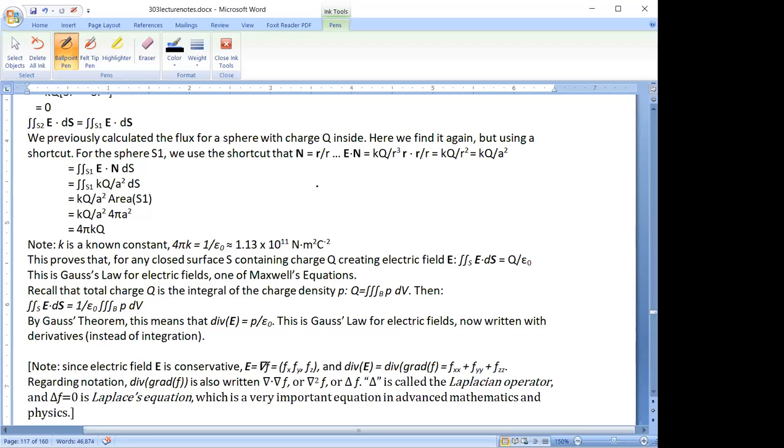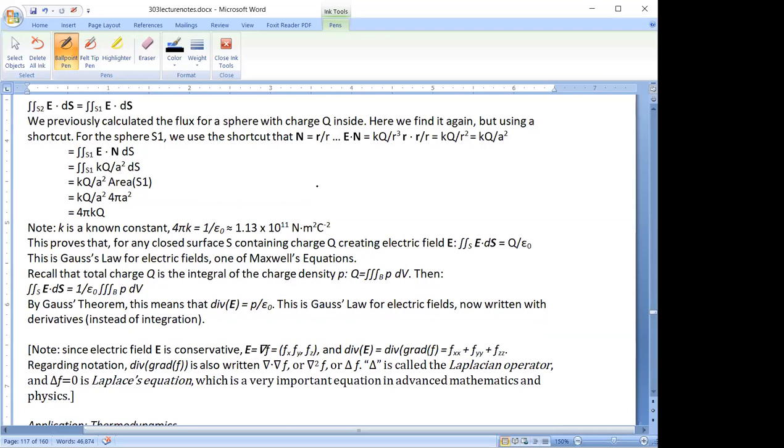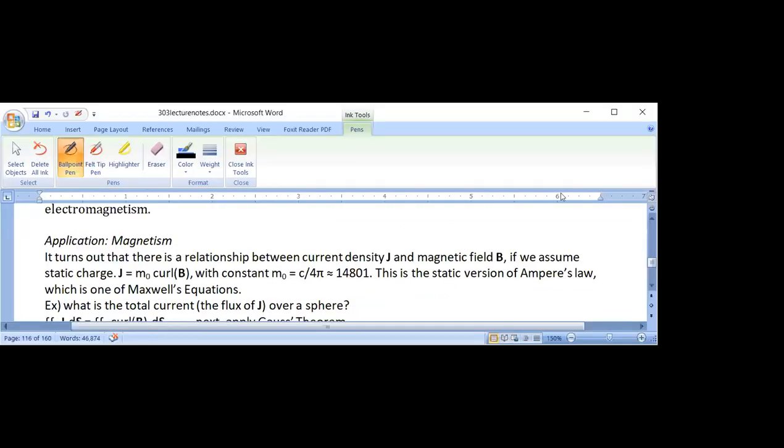So those were a couple of applications where Gauss's theorem came up. Okay, so let's get into some more applications of Gauss's theorem. Next one I want to look at is the area of magnetism.